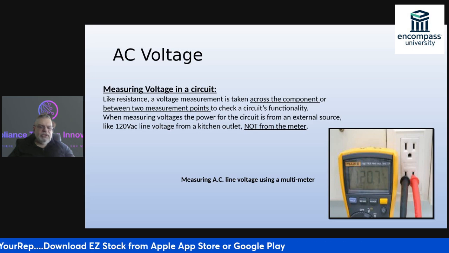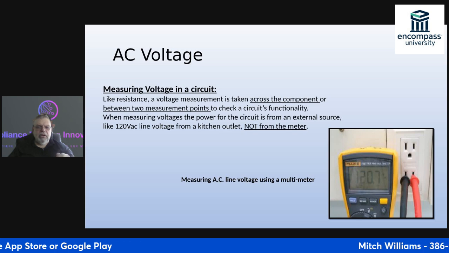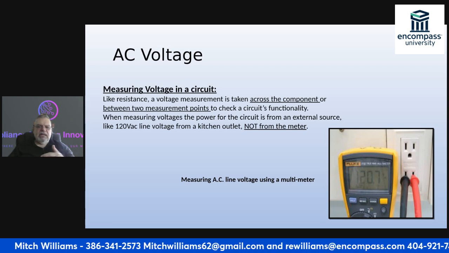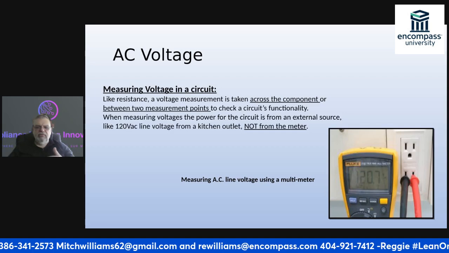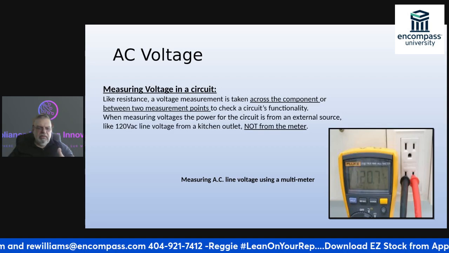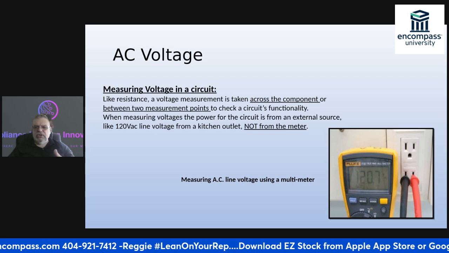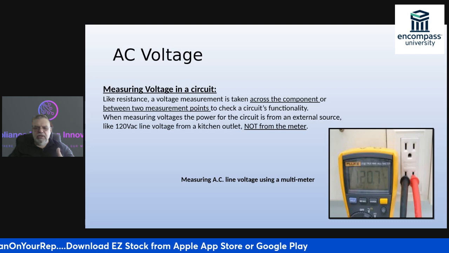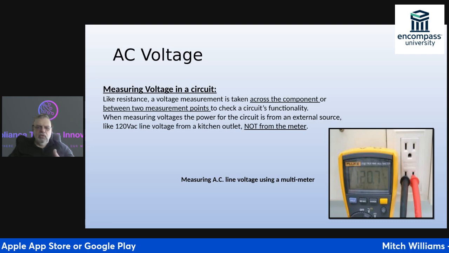Measuring voltage in a circuit, like resistance, a volt measurement is taken across the component or between two measurement points to check a circuit's functionality. When measuring voltages, the power on the circuit is from an external source, like 120 volts, okay, from a kitchen outlet, not from the meter, okay. So as you see here, he's got the meter plugged into both sides. We've got one side of the power, and then one is the neutral.